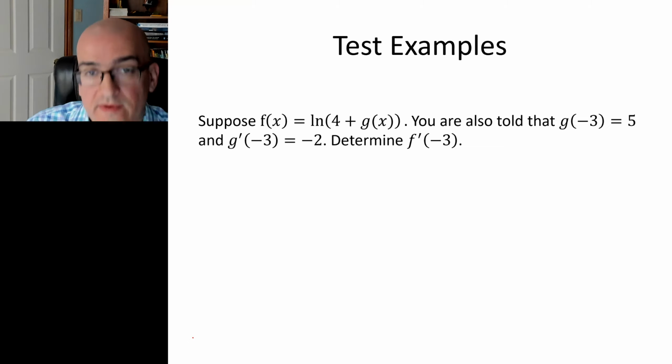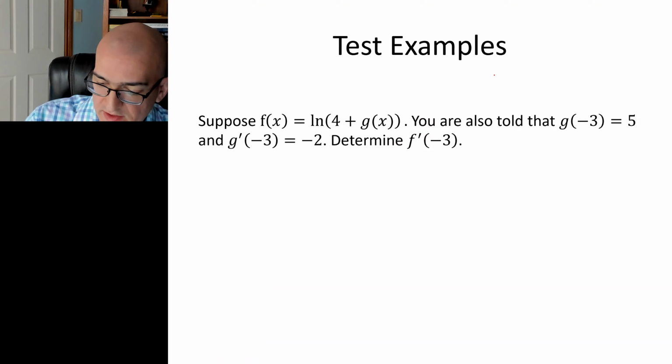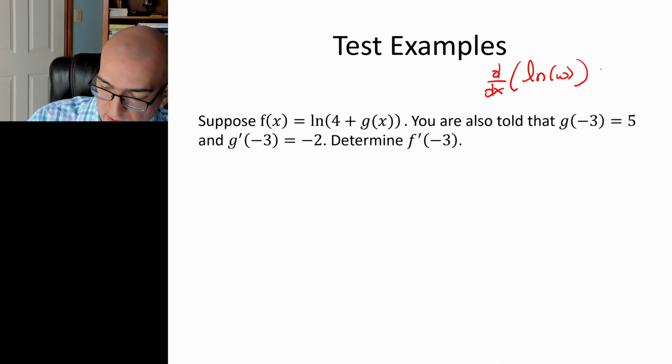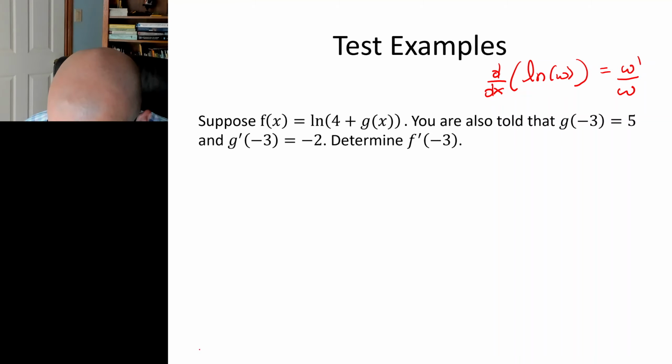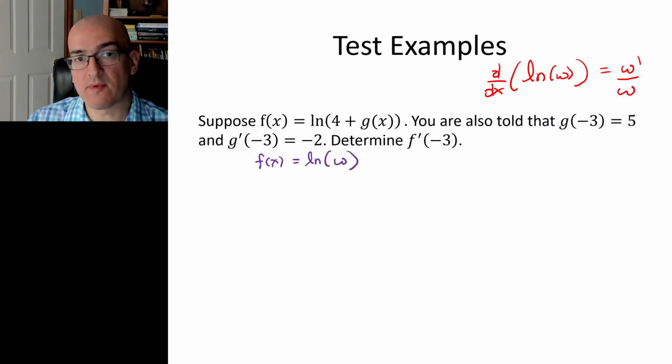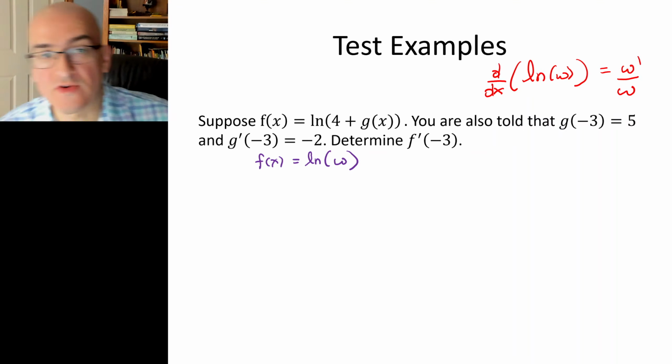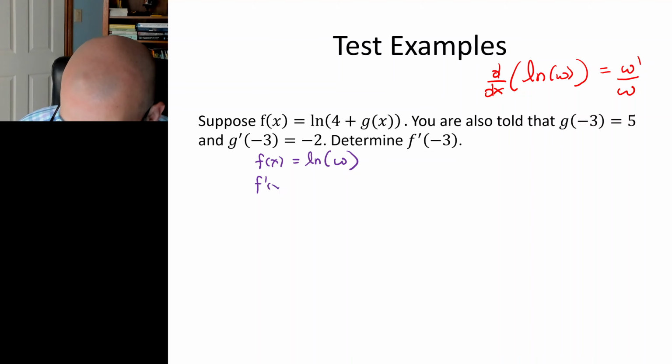When we're taking the derivative of the ln of a function, we want to think about how to get access to rules like this. What is the derivative of the ln of w? Derivative of ln of w is w prime over w, no matter what w is equal to. So the first step is I want to make it look like that, so I'm going to label the 4 plus the g of x as w, and now take the derivative. Well, that's just w prime over w.